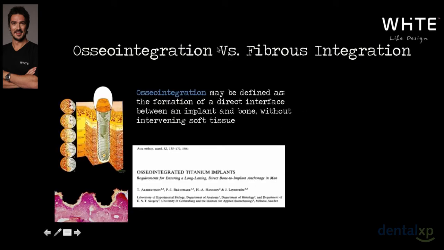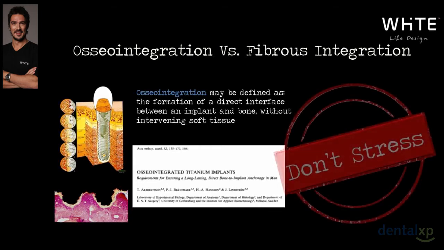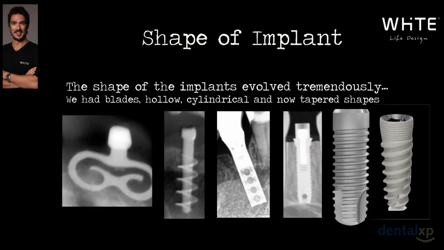Osseointegration versus fibrous integration. Well, I would safely say that this discussion really is something that we don't need to stress about anymore, because we've got studies dating back to 1981 showing that there's direct bone to implant anchorage. Titanium is capable of creating a direct integration with bone. So this was a very old discussion, but it was a very important one. And for those of you that are starting with implants, this is something that we can't overlook.